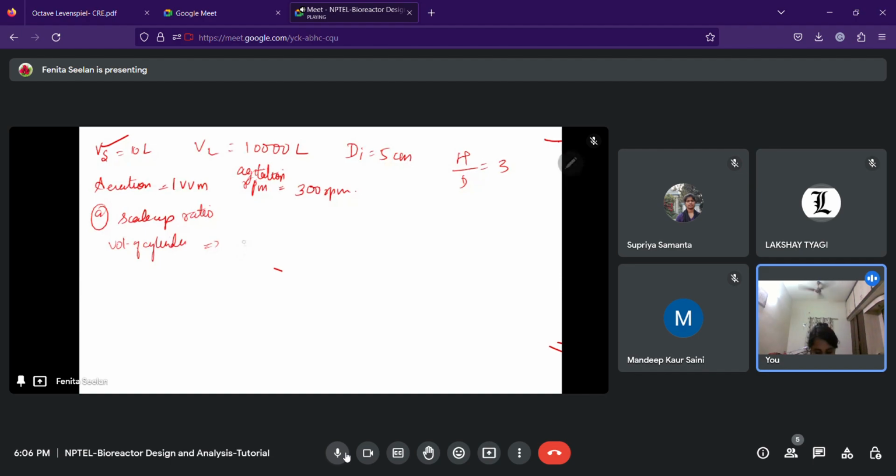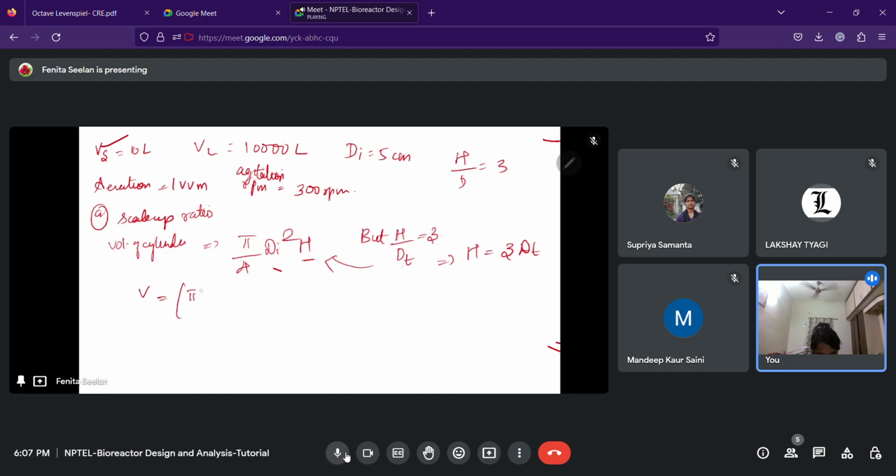I hope you remember this from when the theory of scale-up criteria was taught. Your H by D is given as 3, so this is the tank diameter, Dt. If you take this into consideration, H will be calculated as 3 into Dt. So your volume equation will become volume is equal to pi by 4 Dt square, and instead of this H, you will be substituting 3 into Dt.